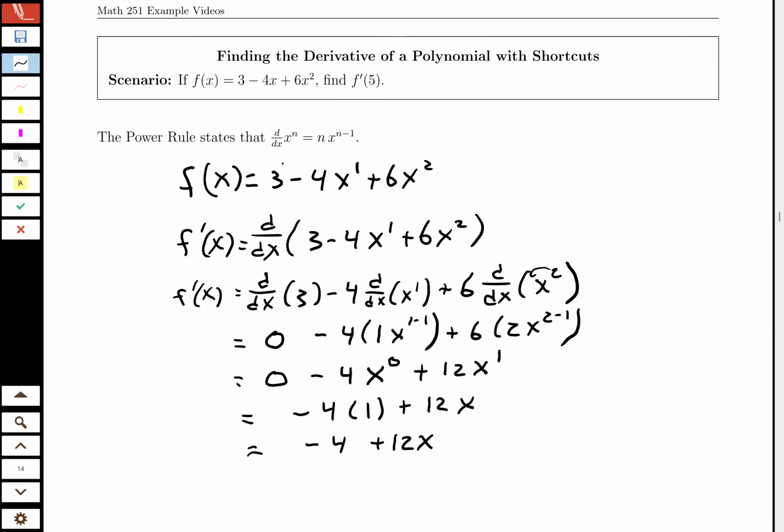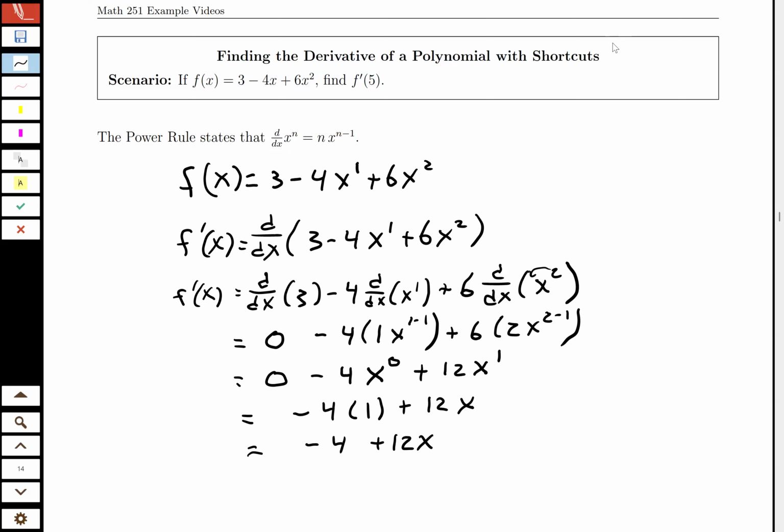As you get faster at these, you'll be able to just drop these powers down immediately and see that, okay, that x is going to go away, leaves me with a negative 4. This 2 times the 6 is going to give me a 12. That's leaving me with just a single x. So these can become pretty fast problems. In the meantime, write them out, though, until you get used to using these formulas.